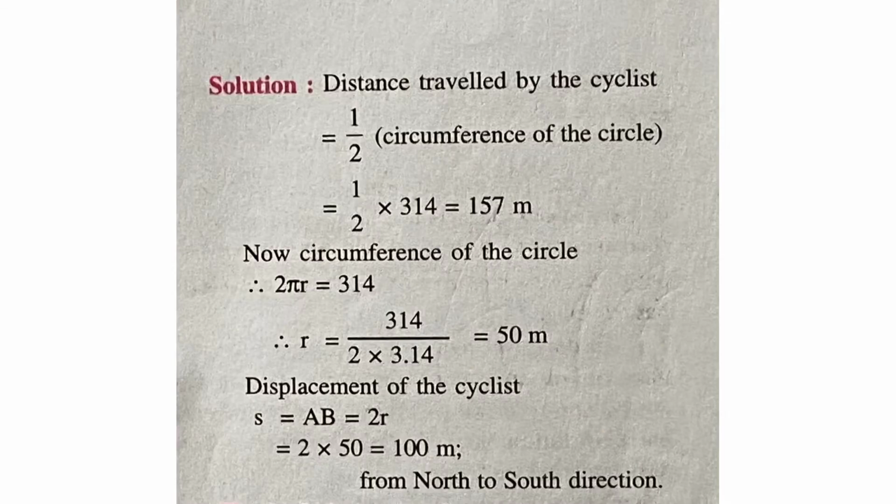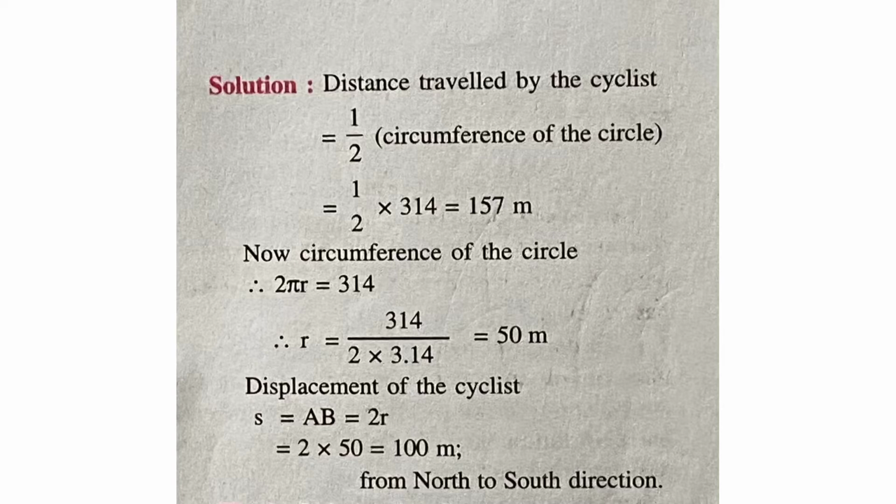The length or the circumference of the circular path is 314 meter, and it is given in the question that a cyclist is starting from A and reaches B. So he is covering half of the circular path. So the distance travelled by him will be half of the circumference of the circle, that is half into 314, that is 157 meter. But if he directly goes from A to B, the shortest path will be the diameter of the circle. You can clearly see in the diagram that the shortest distance from A to B is the diameter.